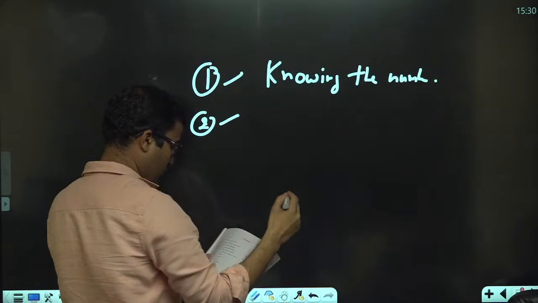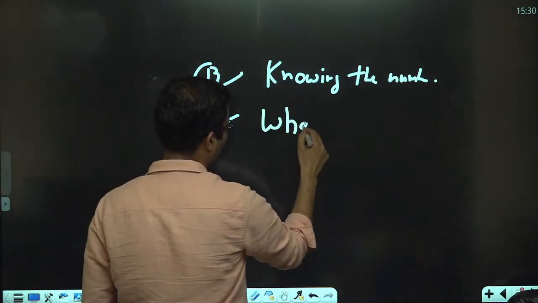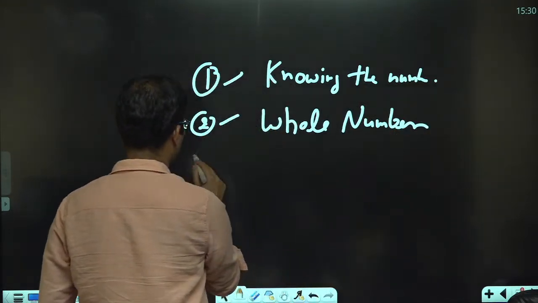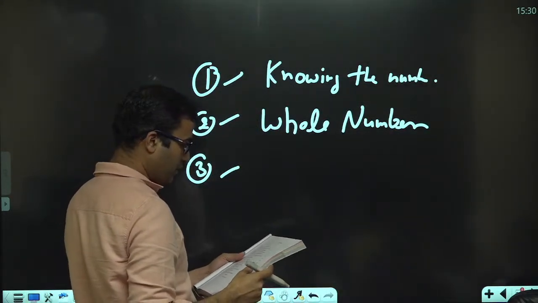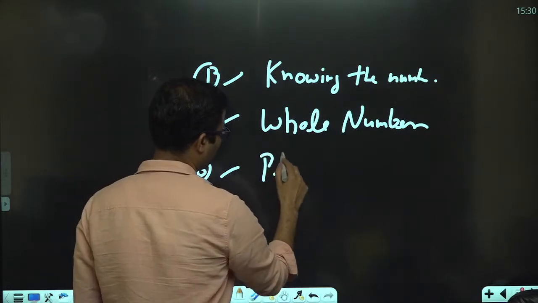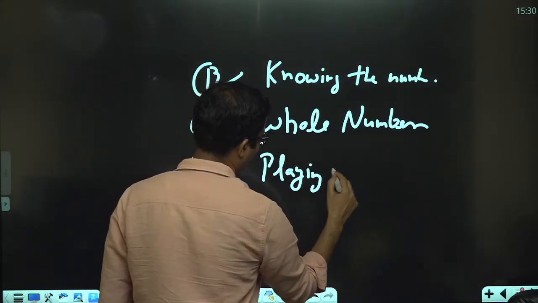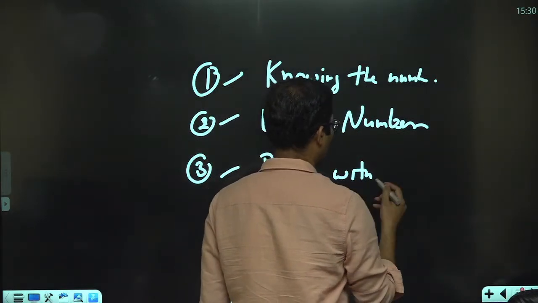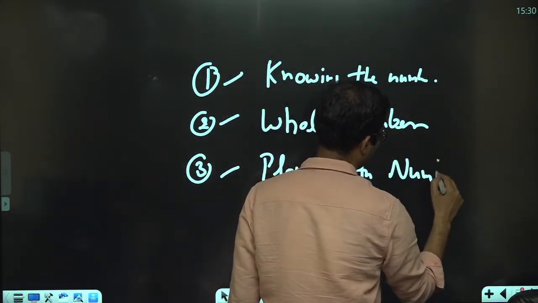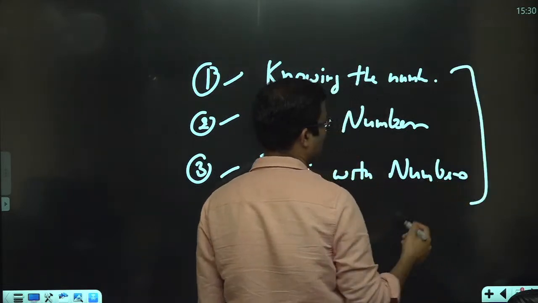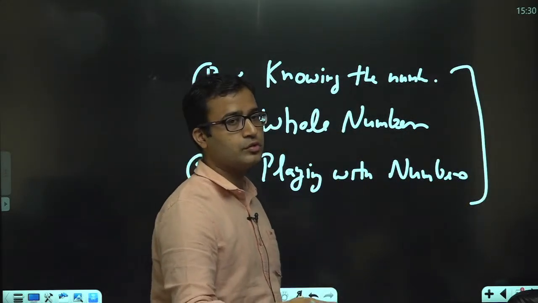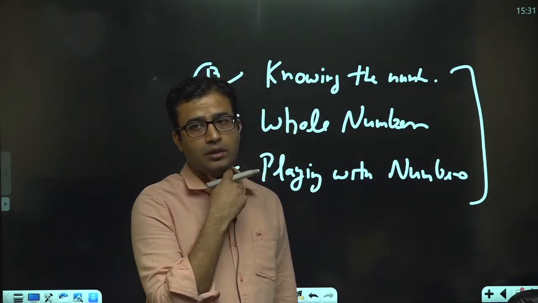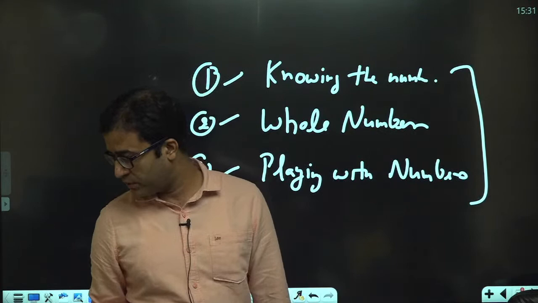Second chapter is Whole Numbers. I will explain it to you. Third chapter is Playing with Numbers. Third chapter is important. Here they have briefly covered factors, HCF and all. So you read the examples, try to solve in your notebook. I will cross check. I will check tomorrow. Okay. So today this much.